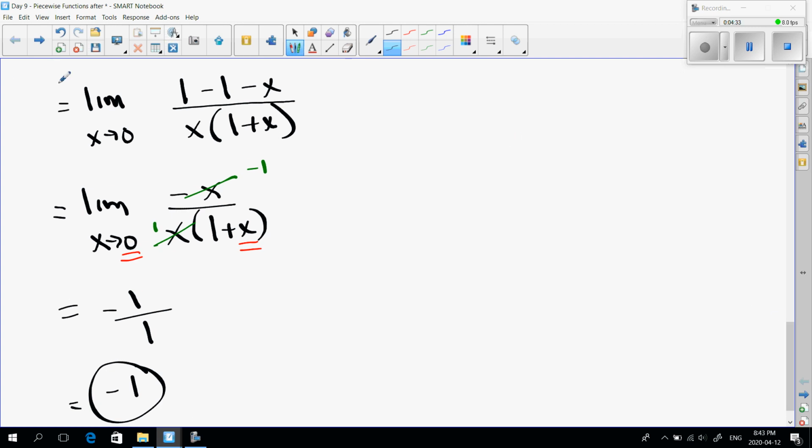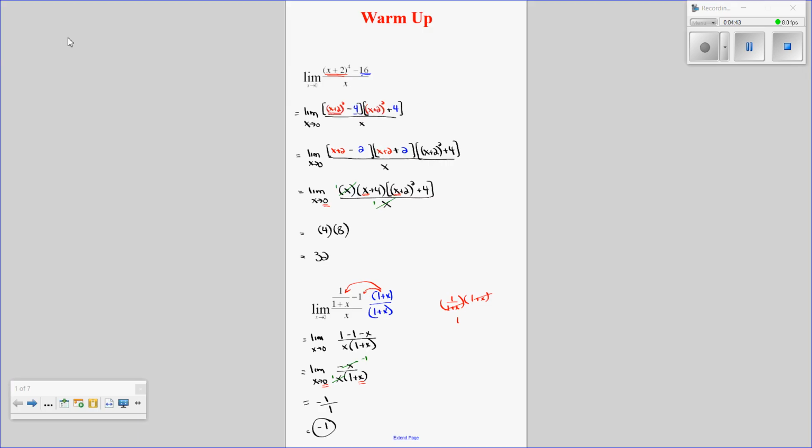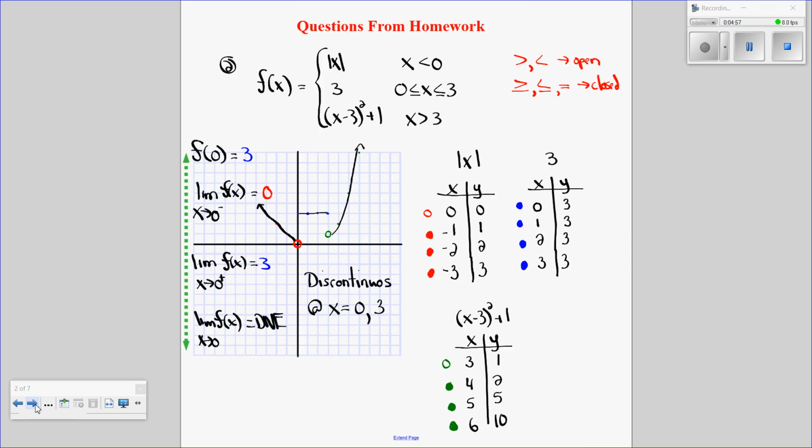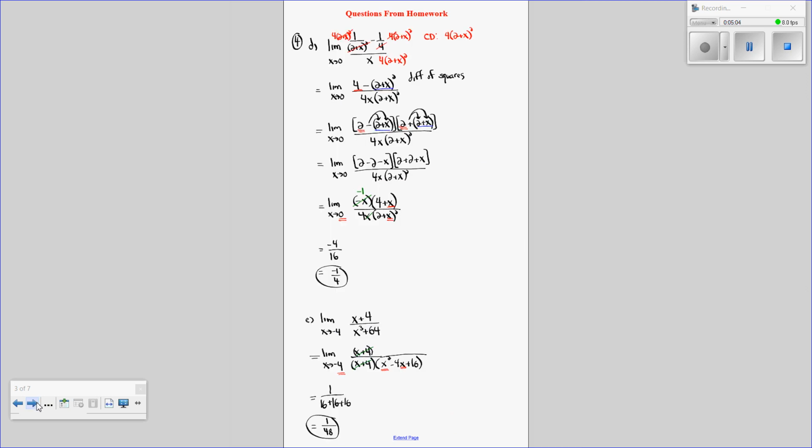Okay, now I just want to take a look at another piecewise function, and we'll investigate its continuity. There's another warm-up problem worked out for you so you can have a look at that. I actually did the difference of squares twice. Okay, these are some questions from homework, or from your previous night's homework, so feel free to pause the video. There's a few more examples of indeterminate limits.